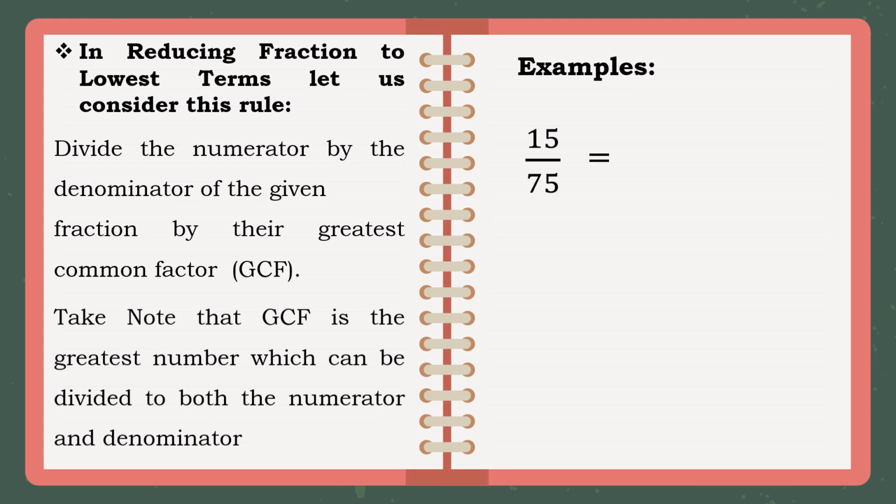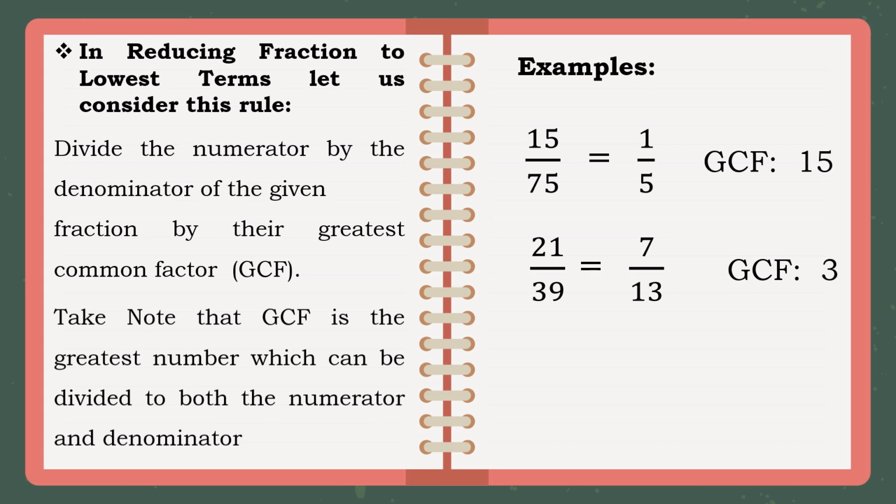Let's consider these examples. 15 over 75 is equal to 1/5. The GCF is 15. But how did we get 1/5? We just divided both the numerator and the denominator by its GCF. So we have 15 divided by 15 is equal to 1. 75 divided by 15 is equal to 5.